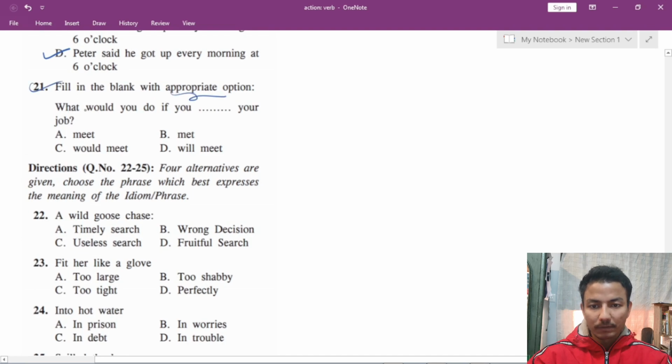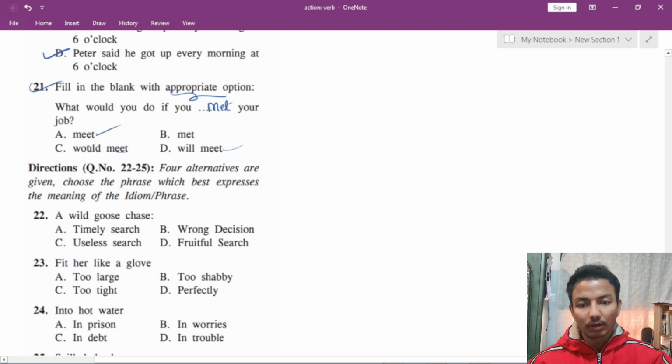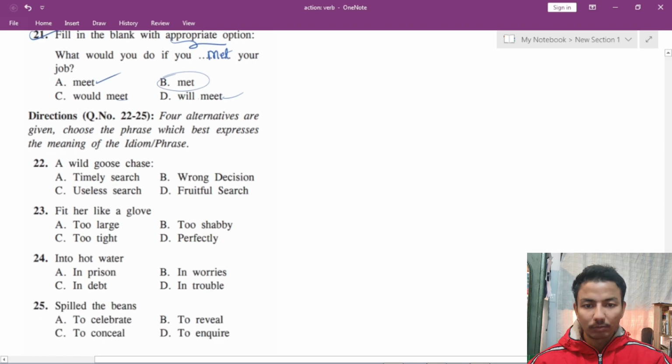Next, fill in the blanks, question number 21. Fill in the blanks with the appropriate option. What would you do if you dash your job? What would you do? Since I'm telling in past tense, we will not use meet or will meet. We will use met. What would you do if you met your job? We cannot use meet, will meet, would meet. These are all future tense and present tense, but only this one is in past tense. Okay, let us move on.